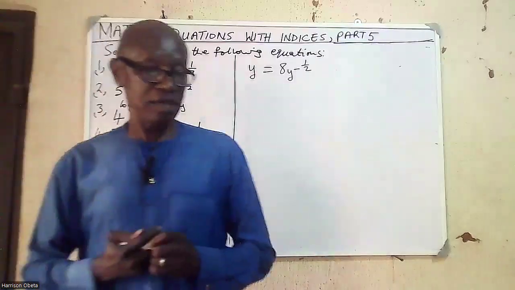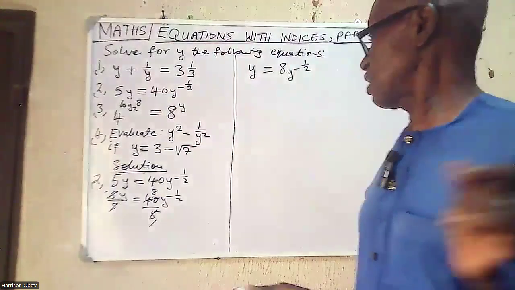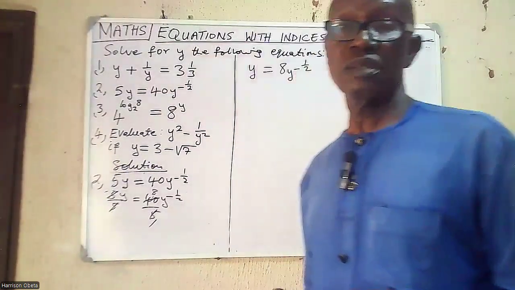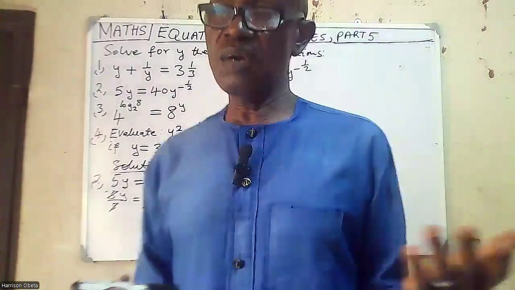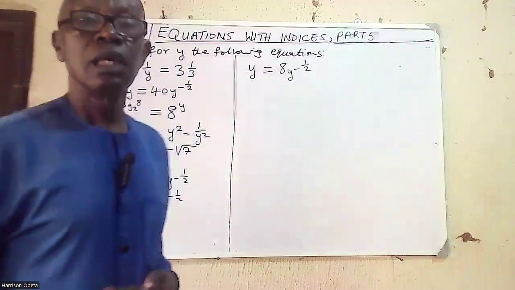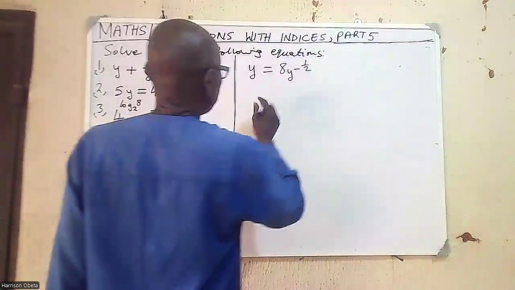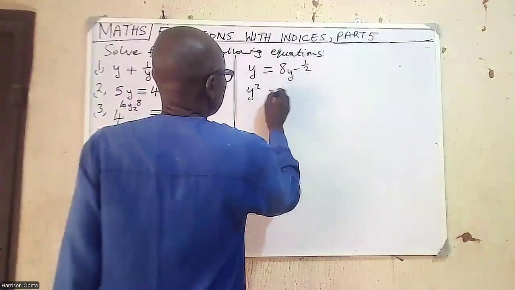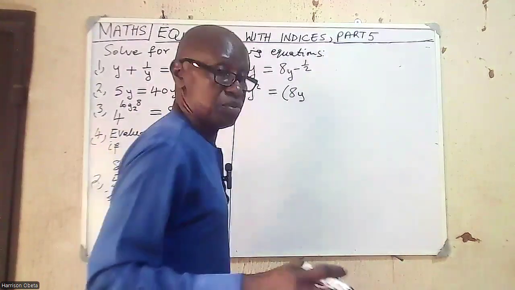Yes, we are still having a problem because we have y on the left-hand side and also on the right-hand side. So we must have numbers on one side so that we'll be able to find the value of y. So in order to continue, we have to square both sides. That is y squared is equal to 8y, or let me write it down.